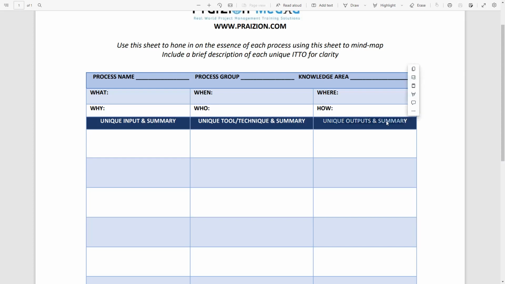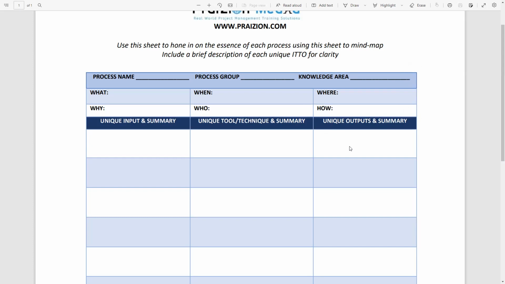The next one here is outputs, unique output summary. Not every output is unique, so things like project management plan, except in the unique process of develop project management plan, I would not put project management plan updates here as an output. I would not put project documents updates as an output, and change requests, I would not put those down as a unique output, except the process does not have a lot of unique stuff or any unique output.